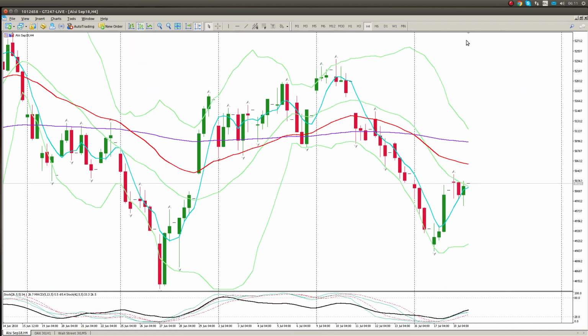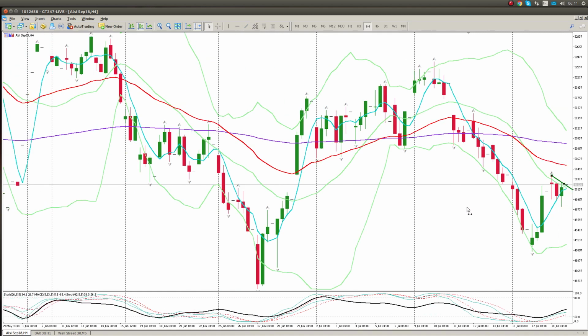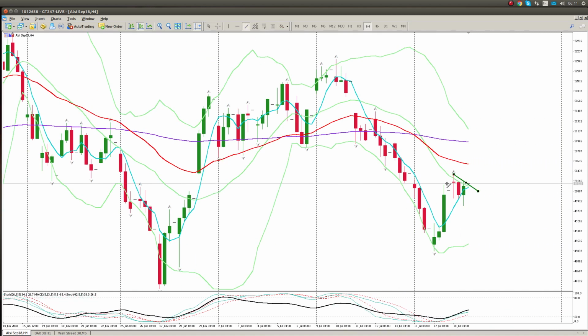So if we look at the 4 hour, a couple of things here. The first thing is we have pretty much broken this downtrend. We're bouncing on the 20 moving average at the moment. Now, what I see here is a potential flag. Okay, so we've rallied up. There's a flag.